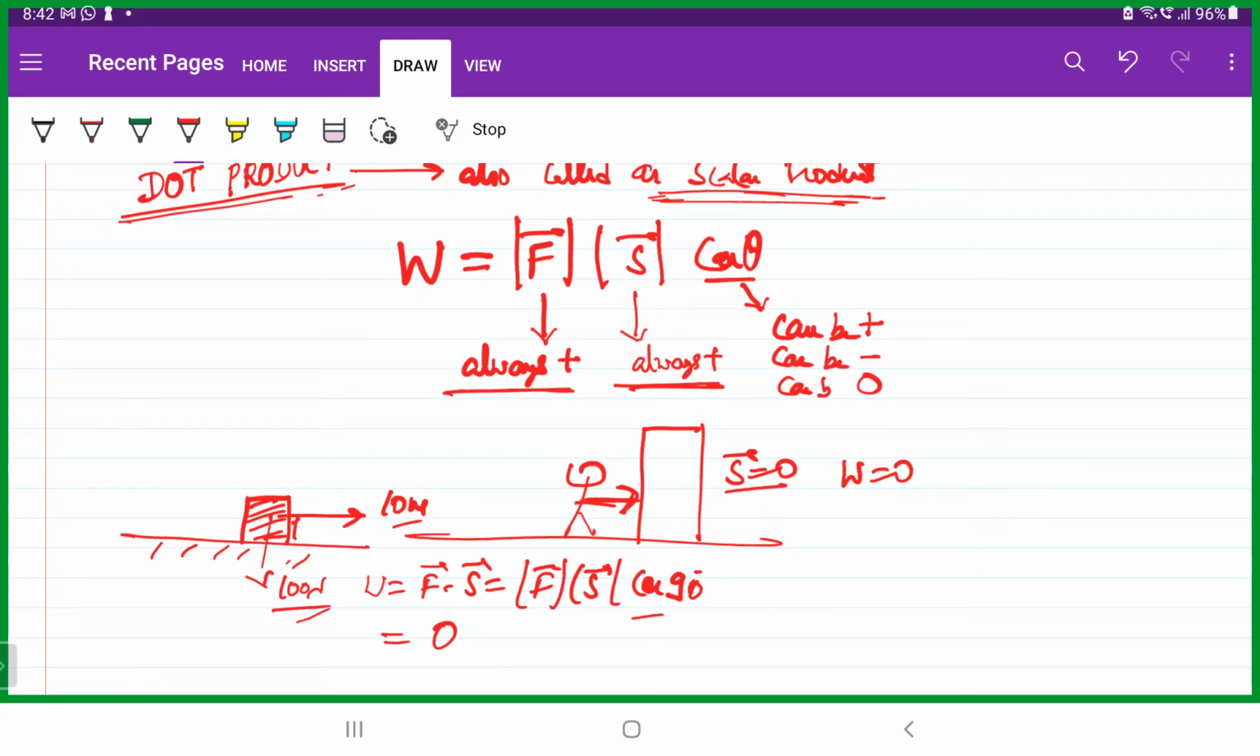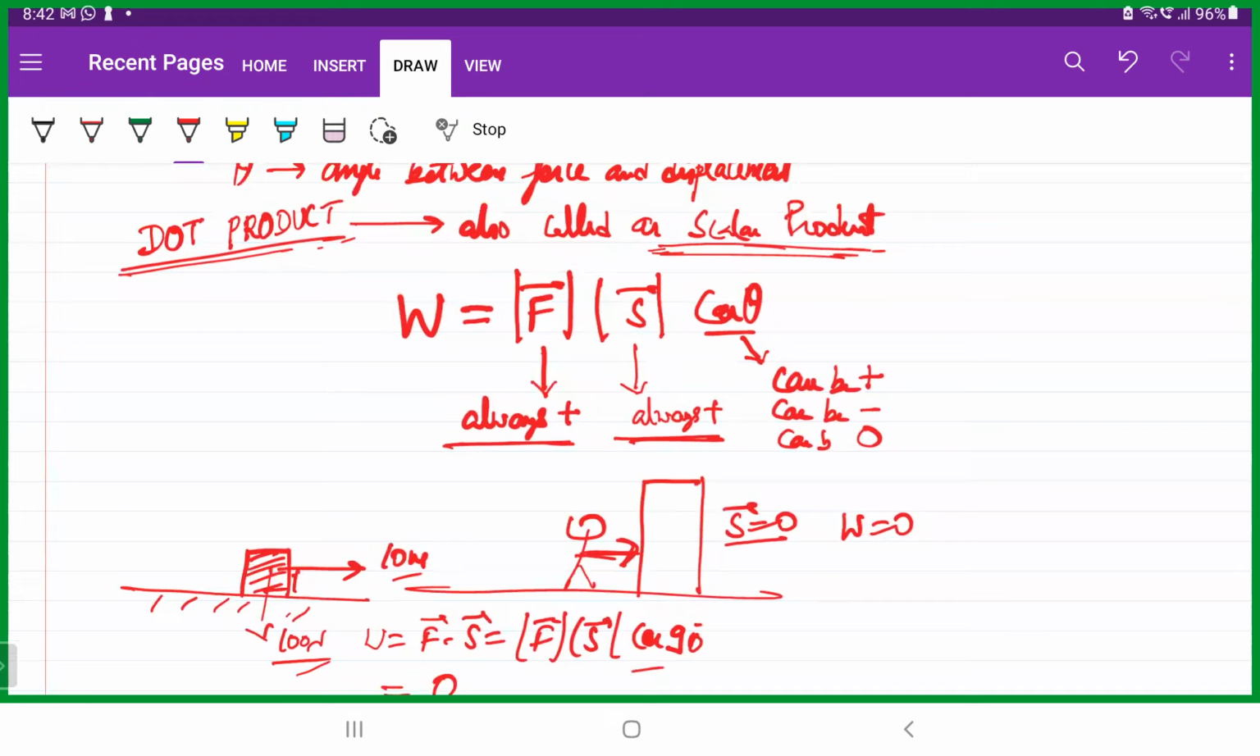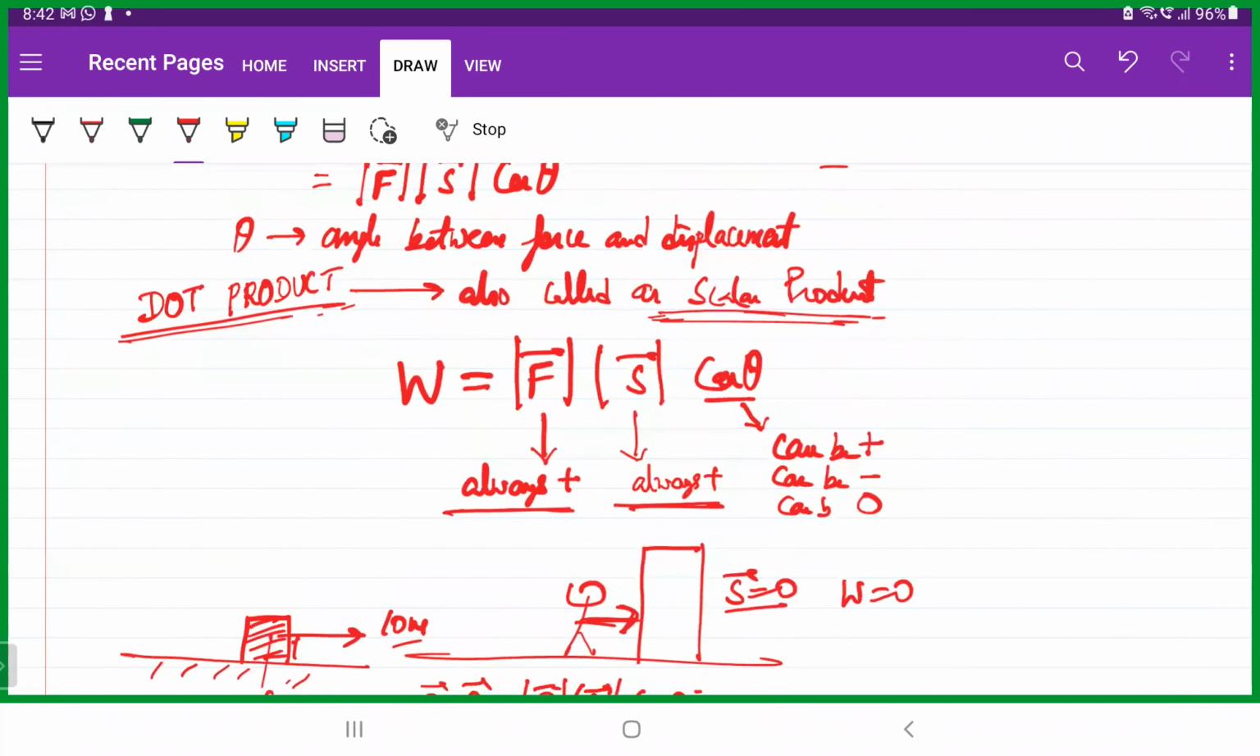So basically now we have to discuss about cos theta, how the cos theta will behave, and based on that how the work done will be. That we'll discuss in the next page. So till this it is okay. Anyone has any doubt in this?